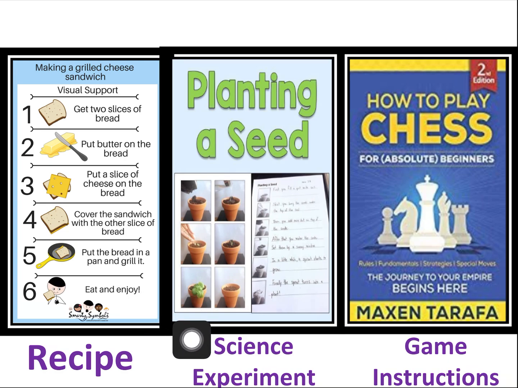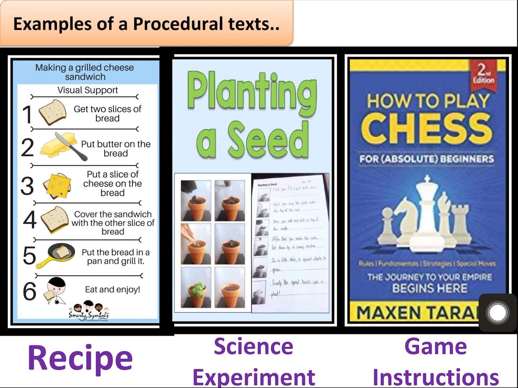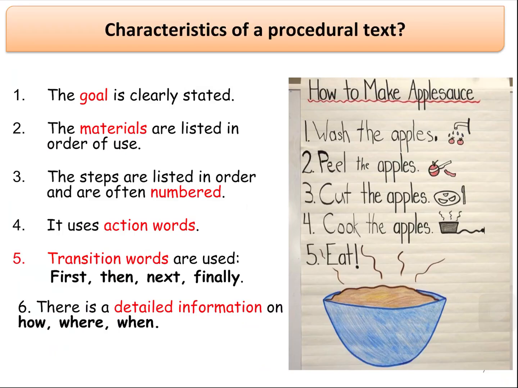And we always get steps in science experiments as well as game instructions when we want to learn how to do something. All right? And that's called procedural writing or procedural texts. Now, what are some characteristics of a procedural text? What does it have inside? All right, let's look at our example first. Let's read it, and then we can see what is inside of this example.